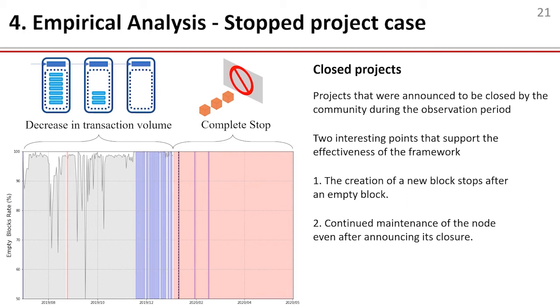The gray area in the figure shows the case where the empty block rate was less than 100% during the daytime. The blue area shows 100% and the red area shows the period when no new block was created. And we find two interesting points that confirm the effectiveness of the framework. One is that the creation of new blocks stops after an empty block. The other is that it is difficult to reach unanimity on a minor cryptocurrency that is as close to closure as possible.